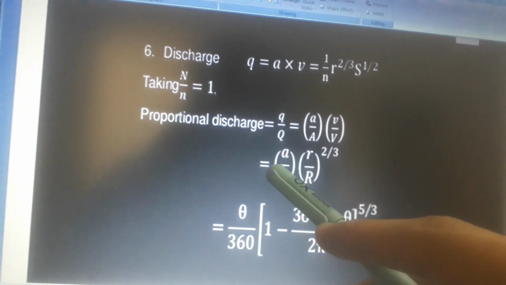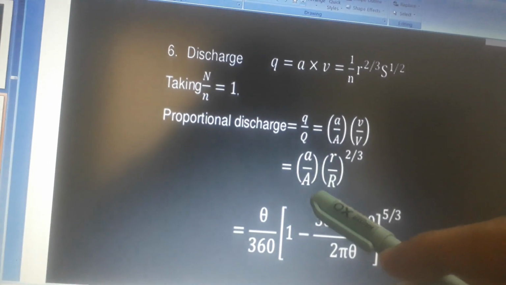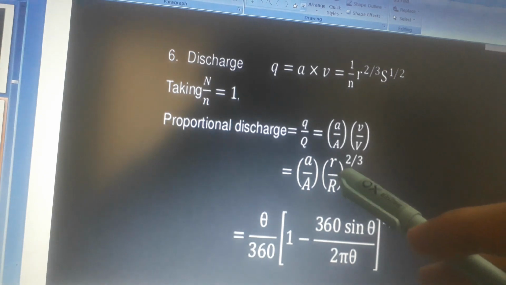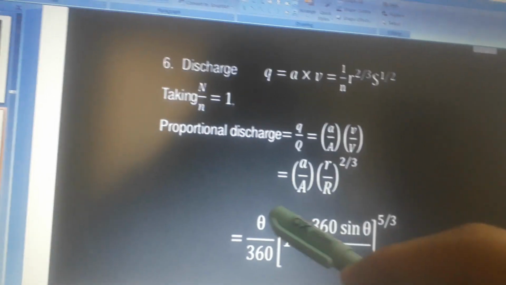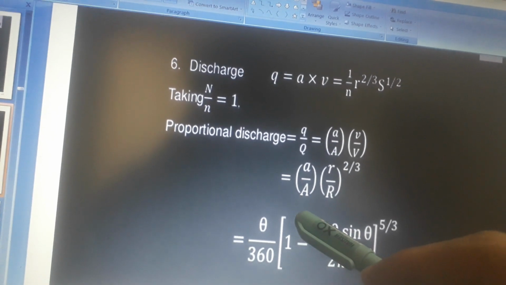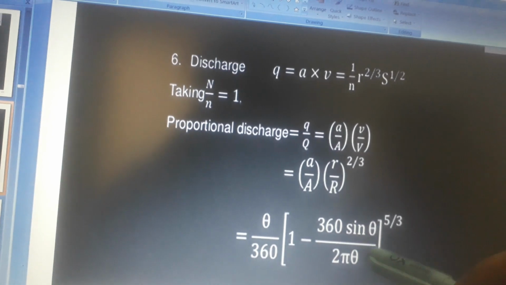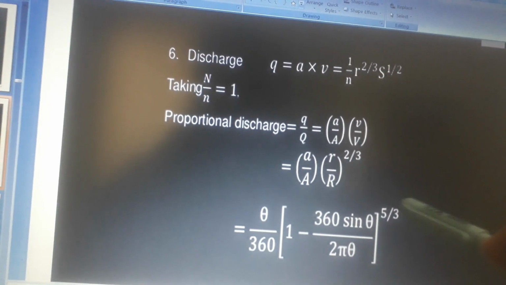Proportional discharge is equal to (a/A) × (r/R)^(2/3) = (θ/360) × [1 − (360 sin θ)/(2πθ)]^(5/3).